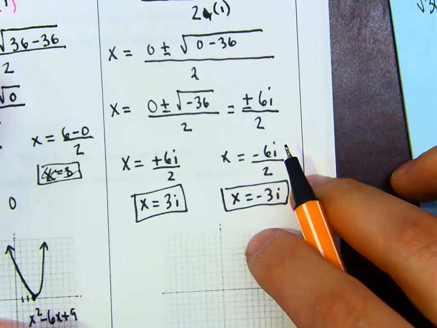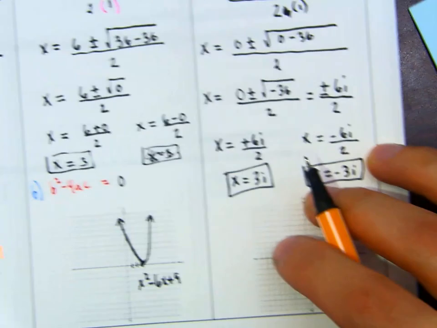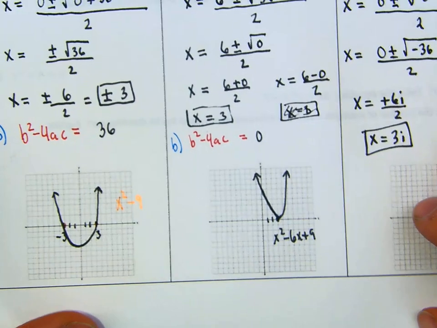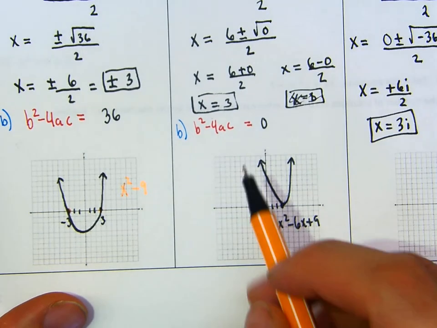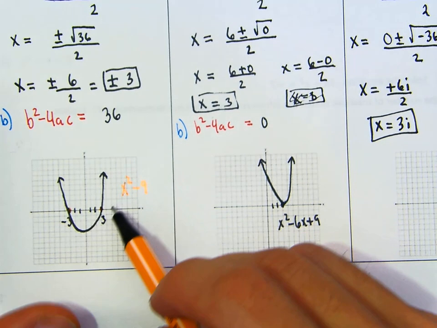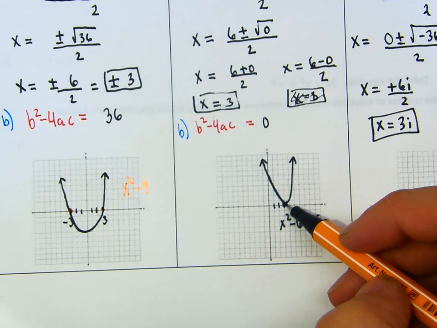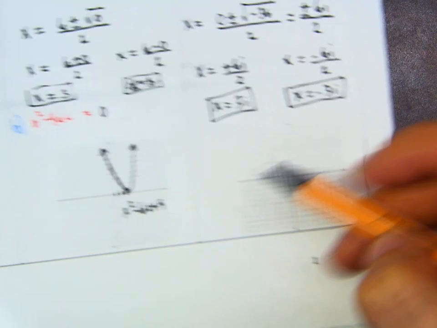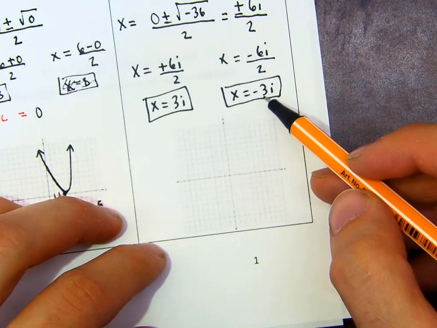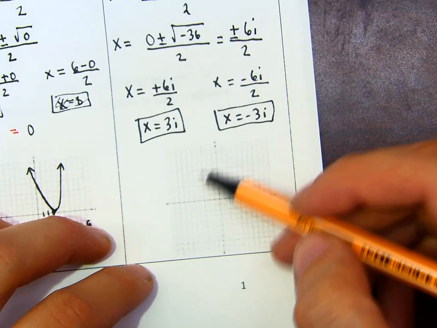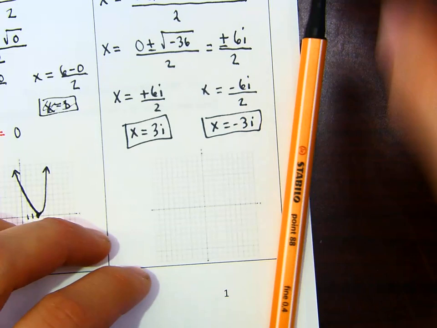But then you ask yourself, like before, how did we graph these equations? If you have plus or minus 3, they're over here. If you had positive 3, it's over here. But where is 3i and negative 3i? It's not in this plane. Hold on one second.